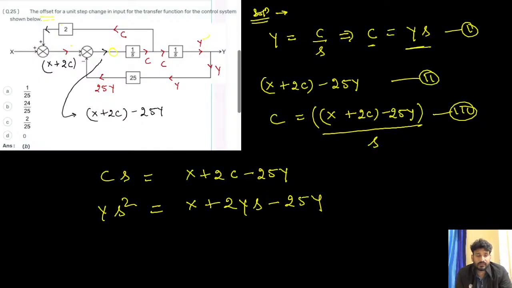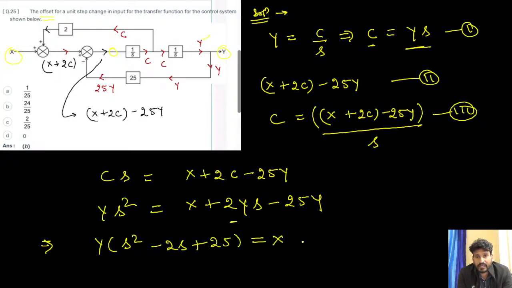Okay, so for offset, first we need transfer function. What is the output? Y. What is the input? X. So we have to calculate y by x. Okay, so just take y to one side. So it is my y is common, s square, this term minus 2s and this term plus 25 is equal to x. So my y by x is equal to 1 divided by s square minus 2s plus 25. This is my transfer function.